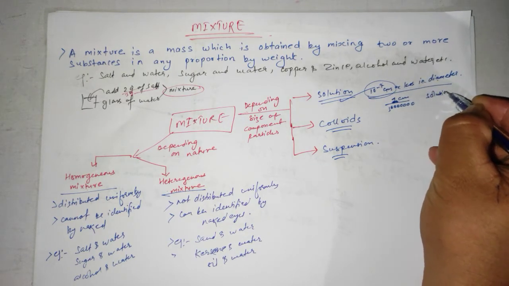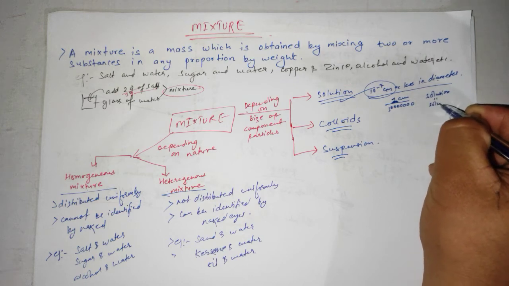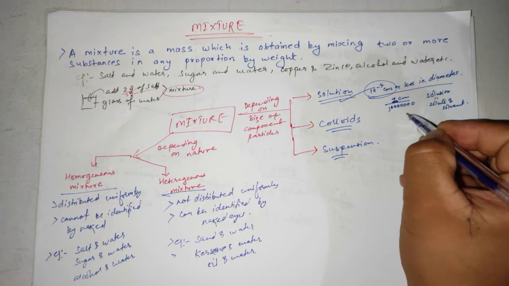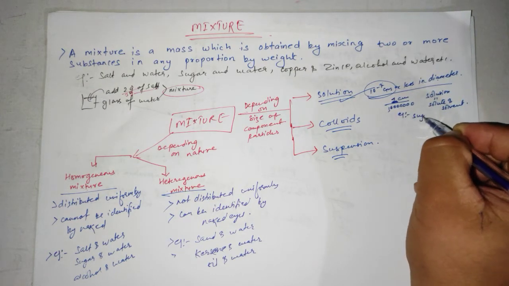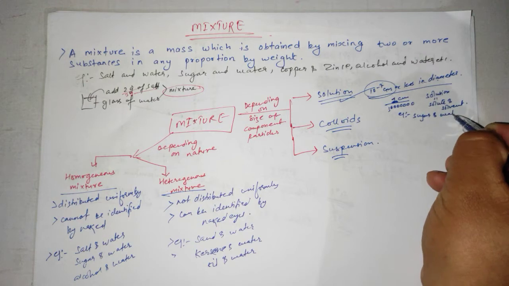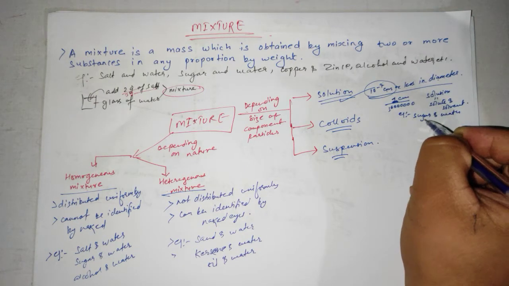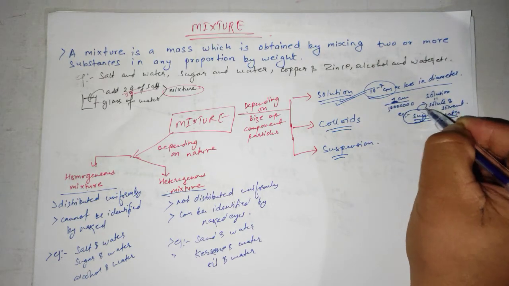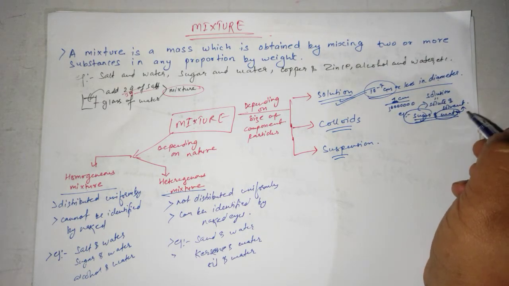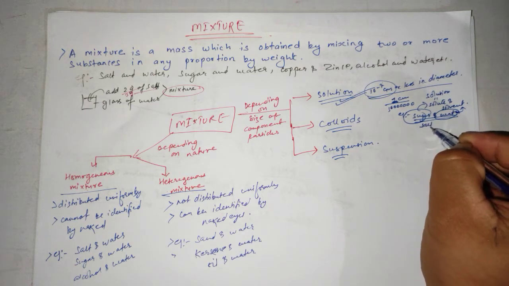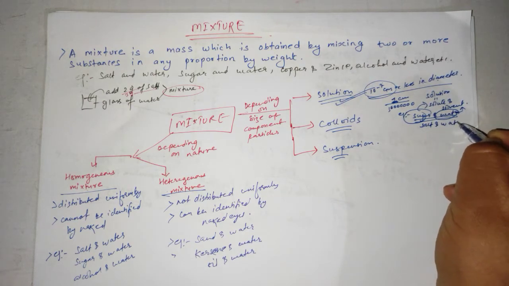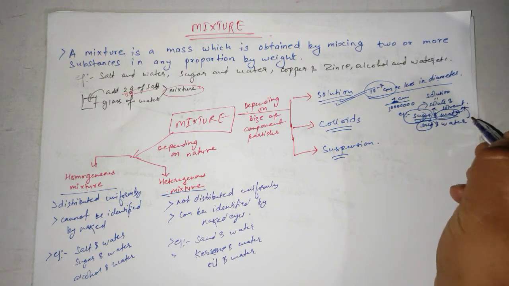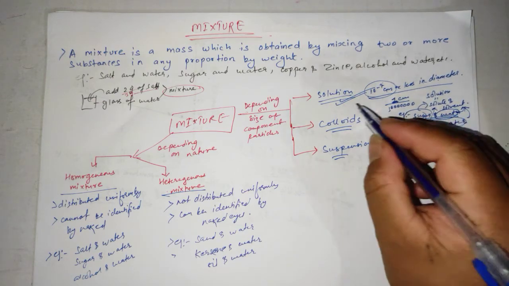A solution is the combination of solute and solvent. For example, sugar and water. Here, the mixture of sugar and water is called a solution. In this case, sugar is solute and water is solvent. Alright, salt and water. Where salt is solute, water is solvent, and the mixture of salt and water is called a solution.